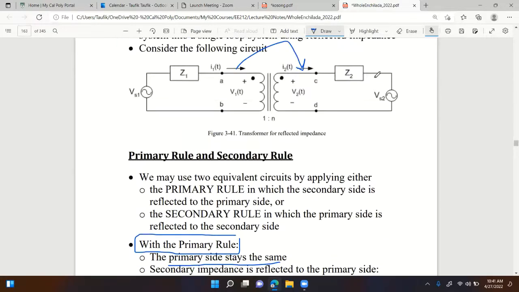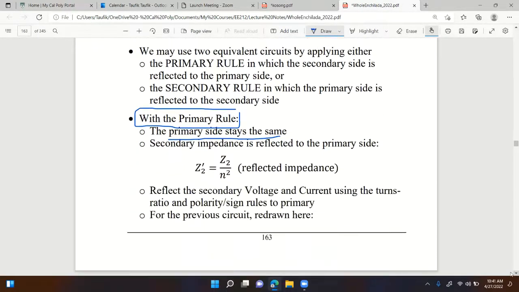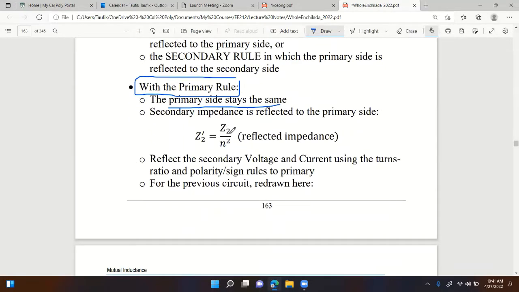Going back to this picture, how do you reflect Z2 to the primary side? How do you do that? Right here, you simply divide Z2 by n squared. What is n again? That's the turns ratio. So don't forget to square it. So Z2 over n squared, that's how you find Z2 prime, the reflected impedance of Z2.